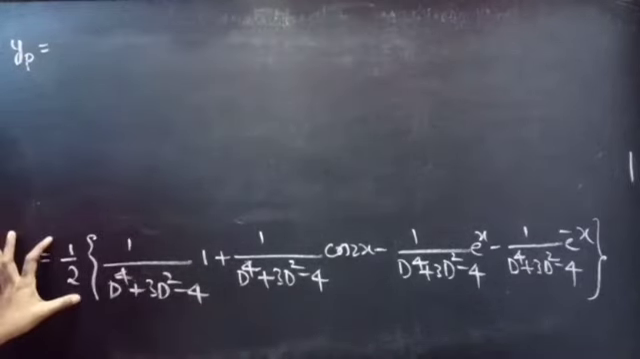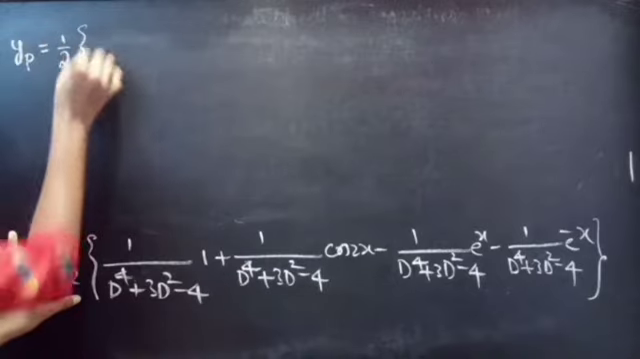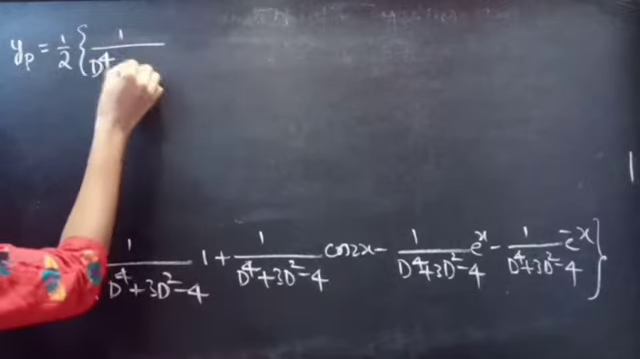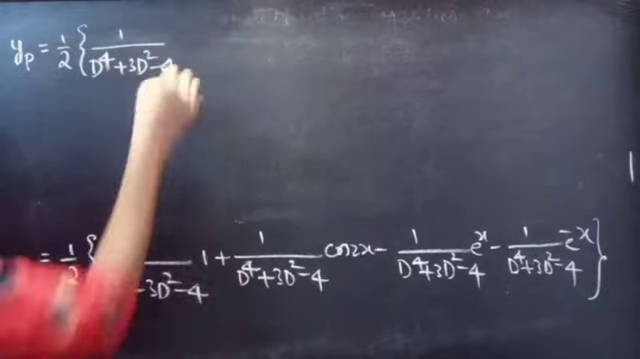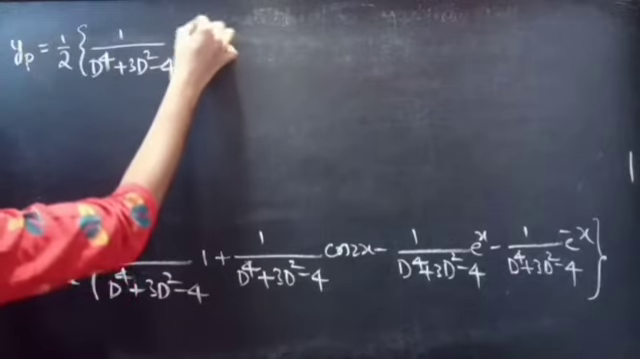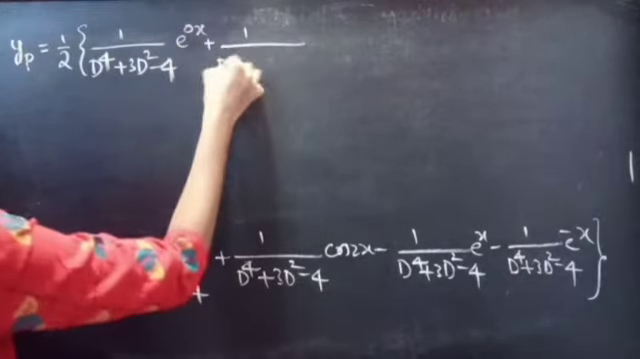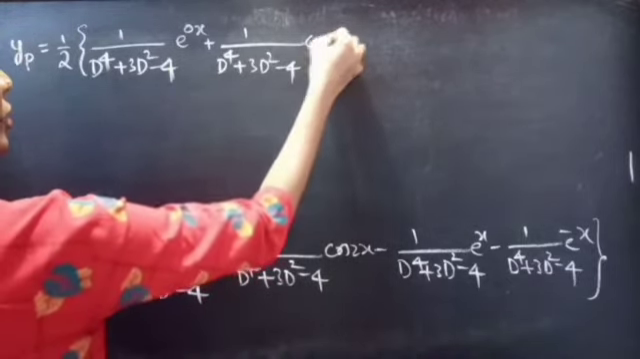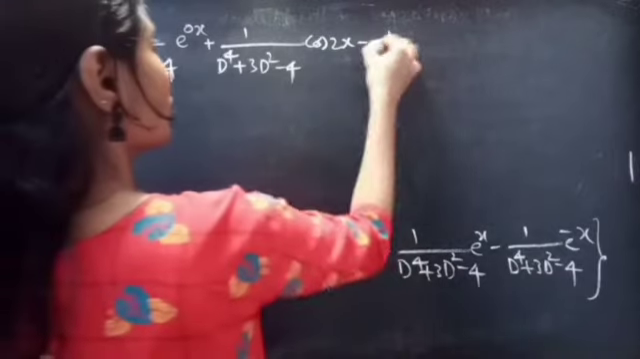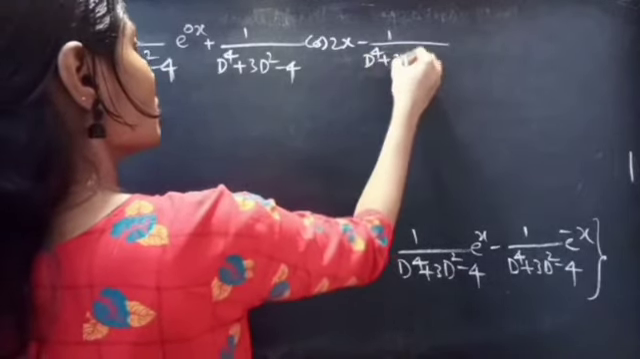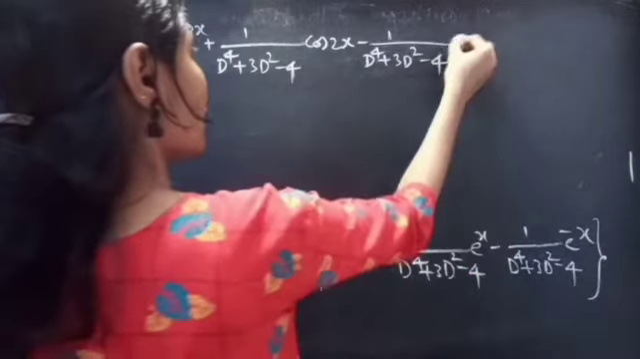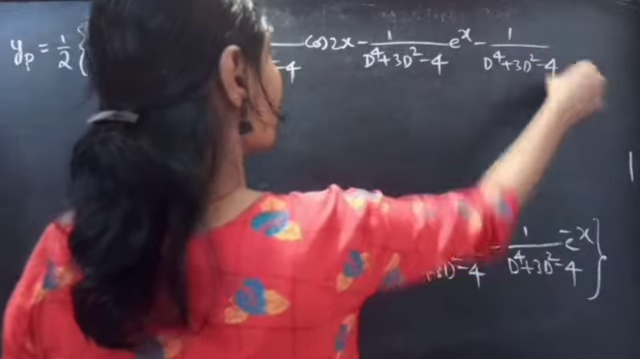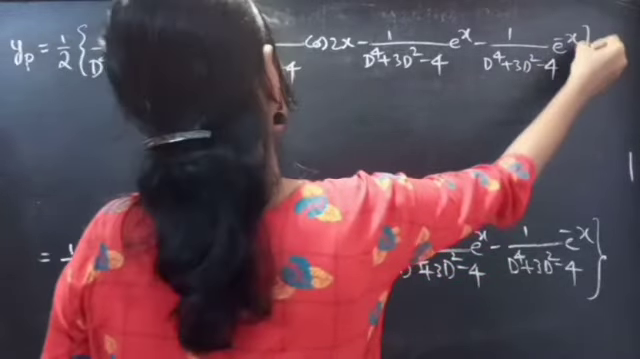Now, we can write yp as 1 by 2 into 1 by f of d, where f of d is d power 4 plus 3d square minus 4, into, let's write 1 as e power 0x, plus 1 by f of d into cos 2x, minus 1 by f of d into e power x, minus 1 by f of d into e power minus x.